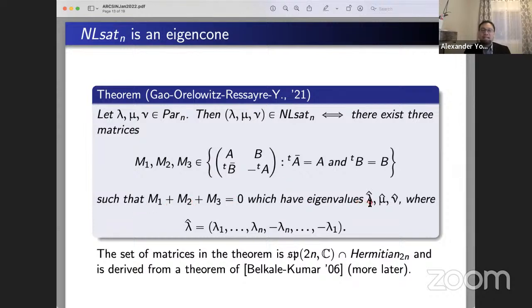And in that case, I'm going to take the eigenvalues to be lambda hat, mu hat, and nu hat, where I just take the partition lambda, reverse it, and put negative signs. Because it's a 2n matrix, so we have to have 2n eigenvalues. This is conjugate, this is transpose. This crazy set of matrices is not actually so crazy. There's a reason for it. It's in fact the intersection of the symplectic Lie algebra with Hermitian matrices. And that is derived from a theorem of Klyachko, and I'll explain why a little bit later. So we have an analog of the eigencone equals LR sat statement in this theorem.